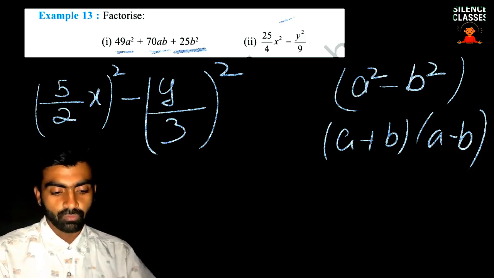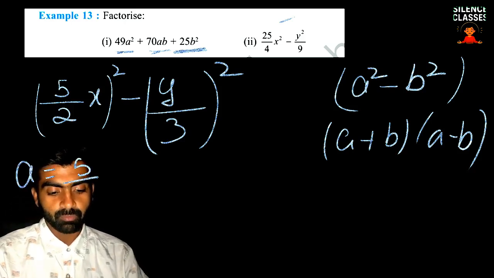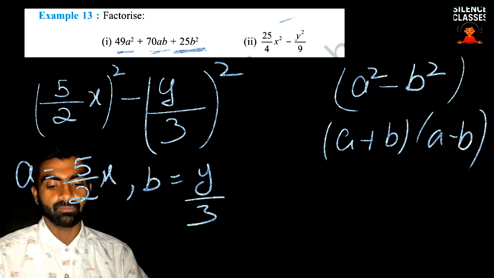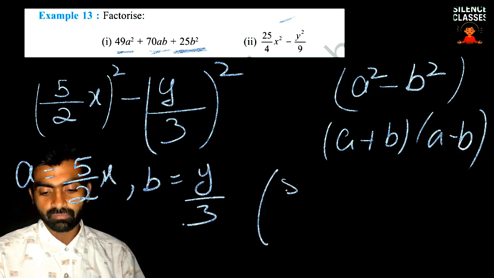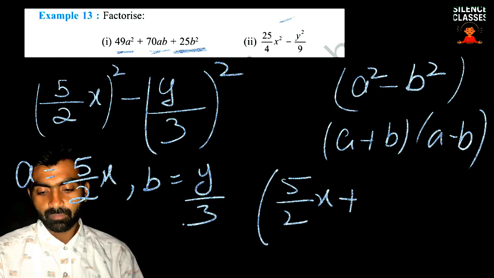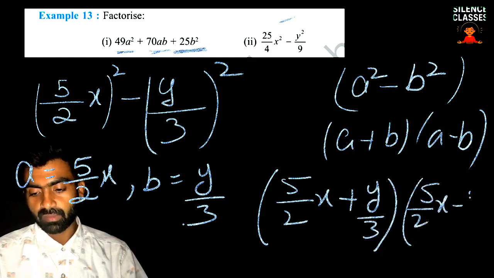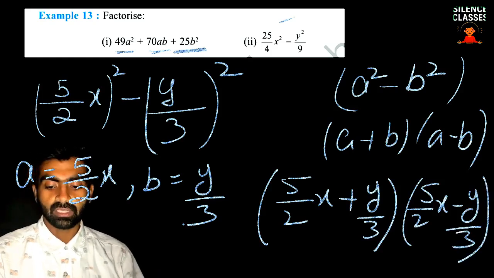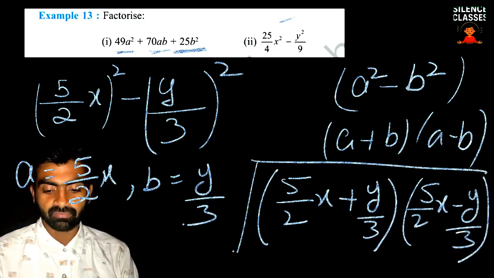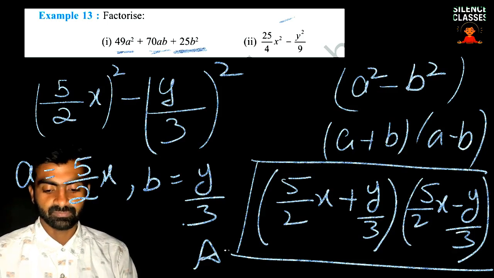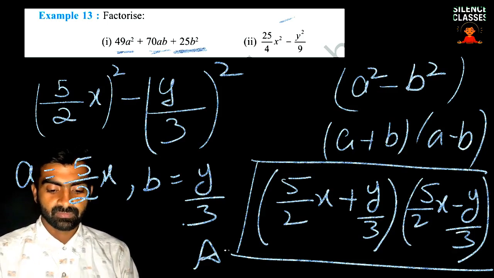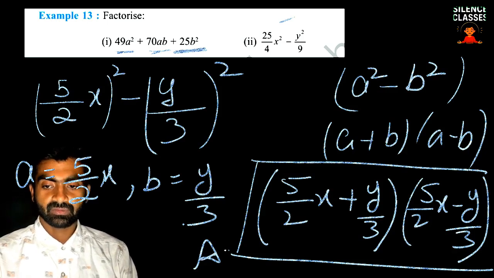So we got a is equal to 5 upon 2x, and b is equal to y upon 3. So a plus b means 5 upon 2x plus y upon 3, and a minus b is 5 upon 2x minus y upon 3. These are the factors, and this is the answer. I hope you guys understood how we have done it.